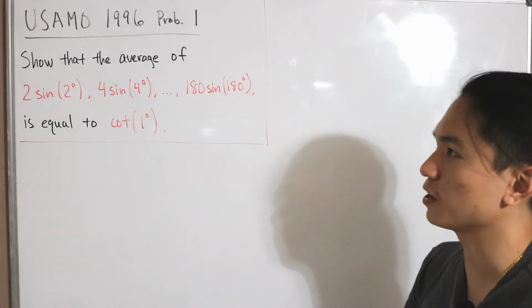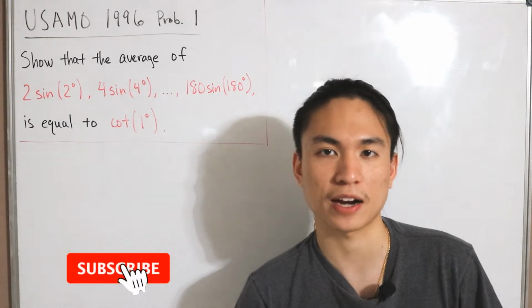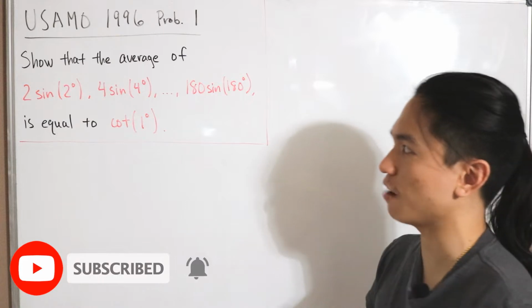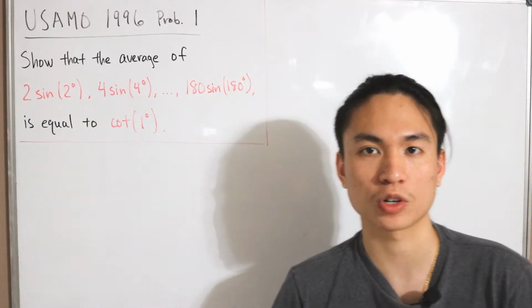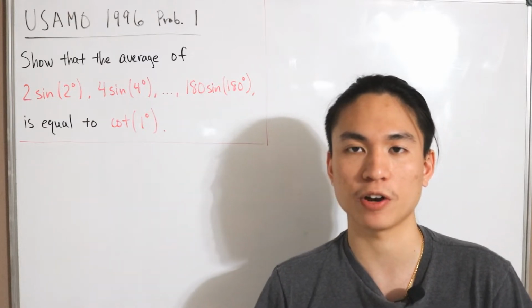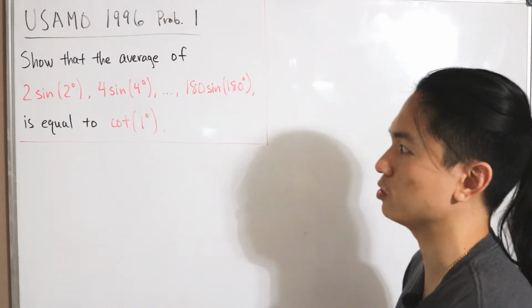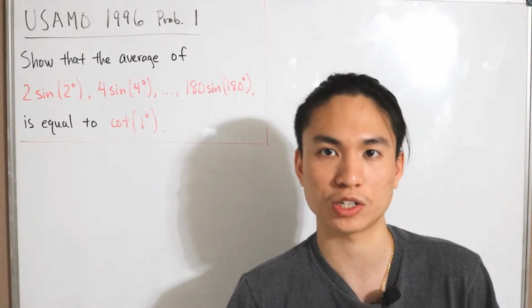So here we have a contest from the USAMO, the United States of America Mathematical Olympiad of 1996, and this is question 1. We want to show that the average of the following sample: 2 sine of 2 degrees, 4 sine of 4 degrees, and all the way up to 180 times sine of 180 degrees. As you see, there is a sequence involved with the values, and we want to show that the average of everything here is equal to cotangent of 1 degree.